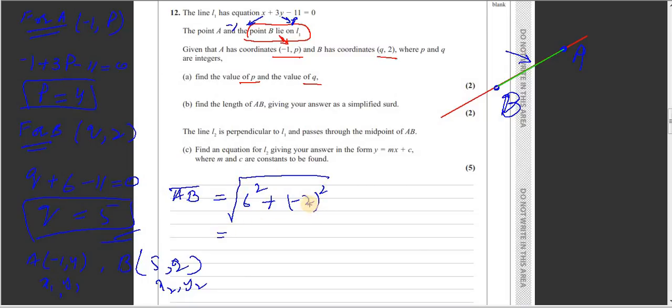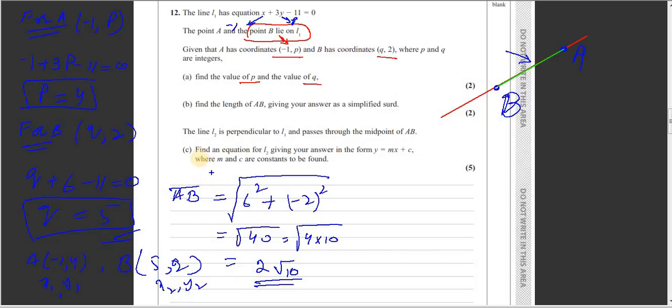And then if you solve this, you have a distance of 36 plus 4, 40, and root 40. And root 40 can be written as root of 4 times 10. And this 4 can come out from the root. So this is 2 root 10. This is the length of the line segment AB.